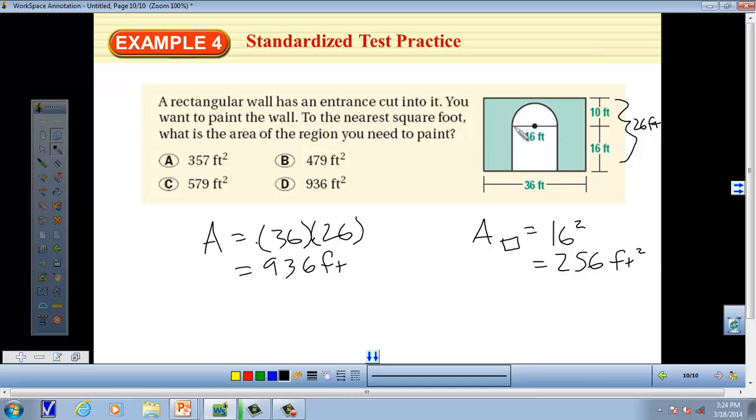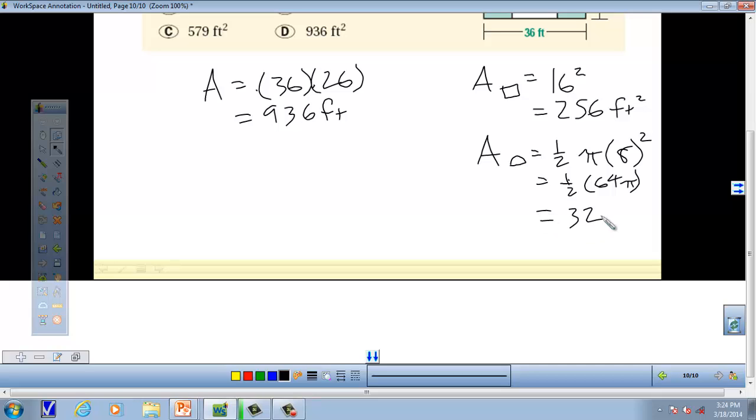For the area of this part, if you notice, it's half of a circle, so we've got to figure out half of pi r squared. So for this part right here, since it's half of a circle, we can just say half pi r squared, or in this case, half pi times the radius. The diameter is 16, so the radius is going to be 8. So we've got 8 squared there. So that gives me 1/2 times 64 pi, and that's going to give us 32 pi. I'm going to keep it like that for right now.